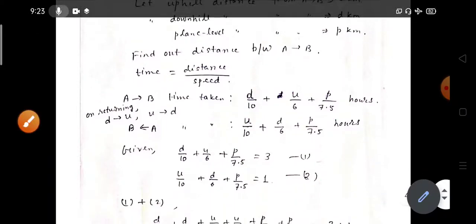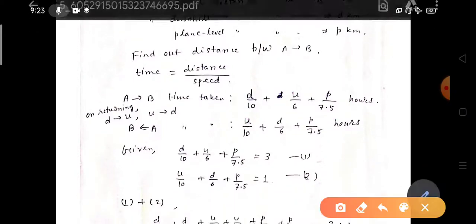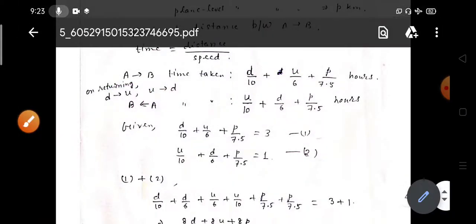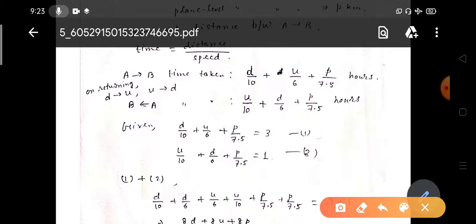And on returning, you have to understand that the uphill path will be the downhill path and the downhill path will be the uphill path. So from B to A, d will be exchanged with u, because the downhill path becomes the uphill path. So u by 10 plus d by 6 plus p by 7.5, because the planar path is the same as it was. You are given that the total time taken to go from A to B is 3 hours and from B to A is 1 hour.